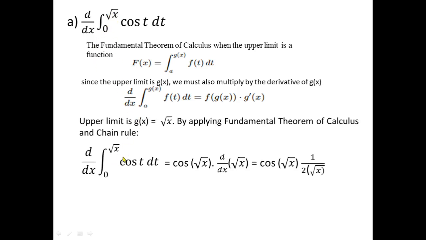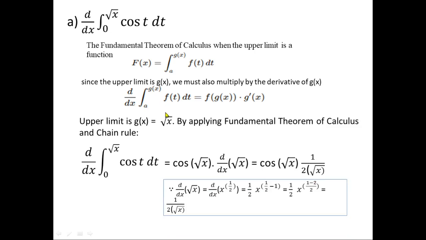The solution of this differentiation of the integral function is equal to f of g of x. This g of x has to be substituted in place of t. Here g of x is root x. That root x has to be substituted in place of t. Then it becomes cos of root x, and the differentiation of root x, that is d by dx of root x, is 1 by 2 root of x.